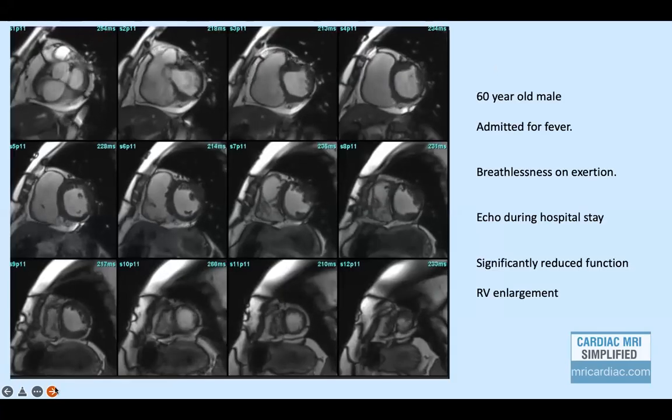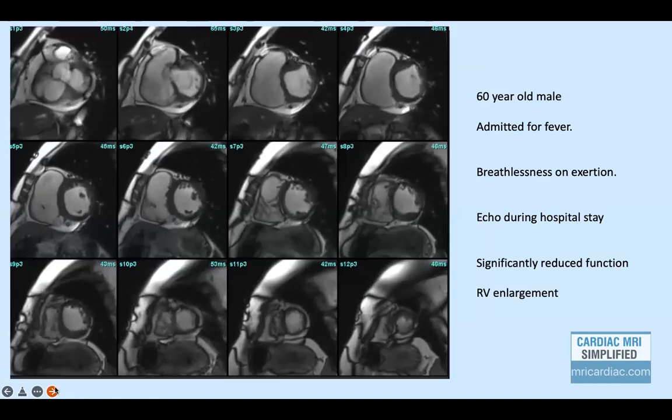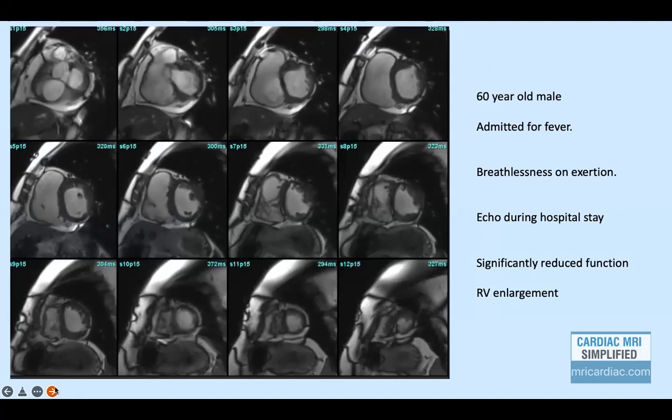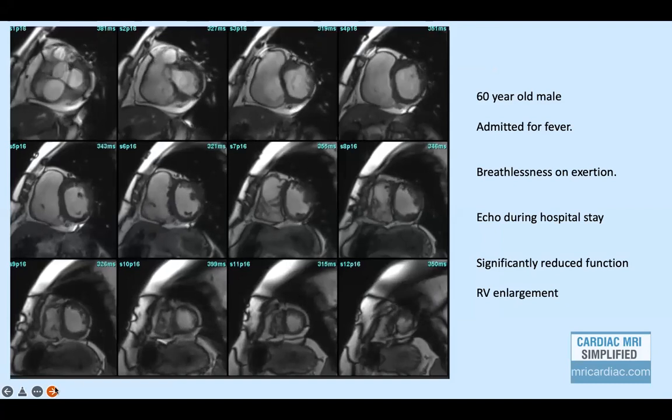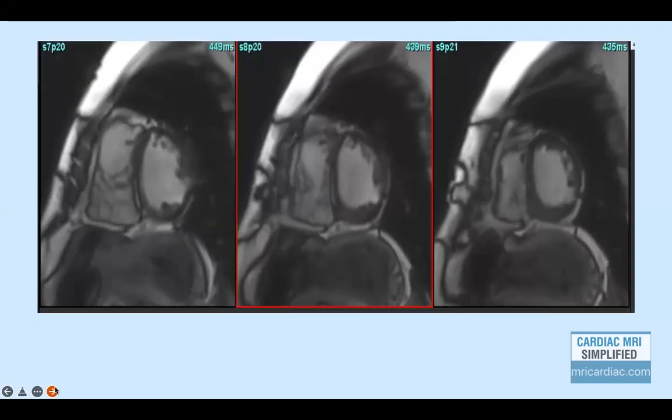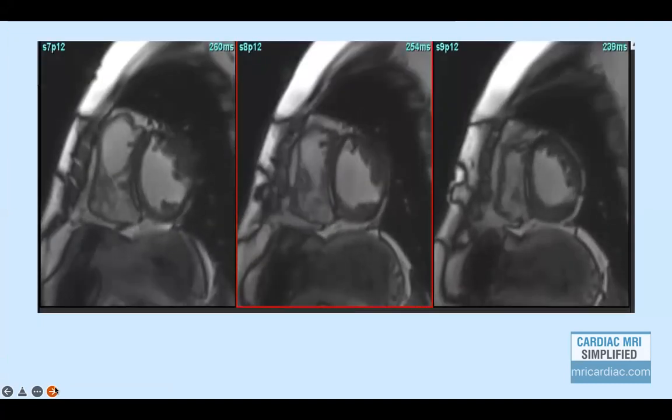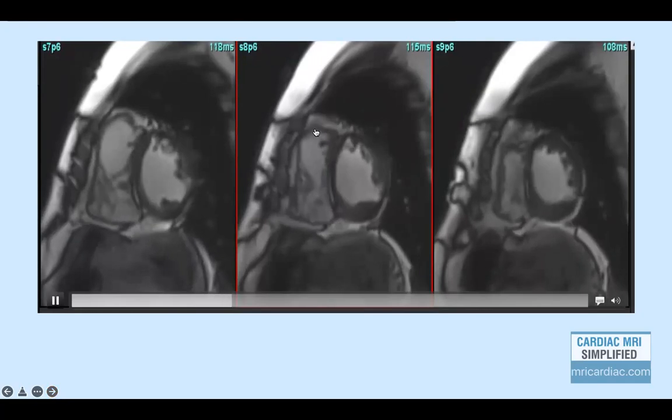Today, presenting a very unusual case of a 60-year-old male who was admitted for fever and some non-specific symptoms. But on detailed clinical history, there was a history of breathlessness on exertion. So hence 2D echocardiography was performed, which revealed significantly reduced function of both ventricles, and there was also right ventricular enlargement. So as we see over here, the right ventricle is enlarged and it also shows presence of segmental dyskinesia or a crenated, crumpled appearance.